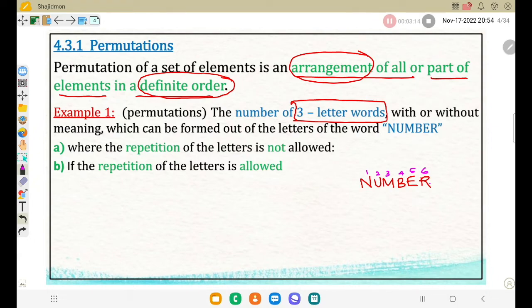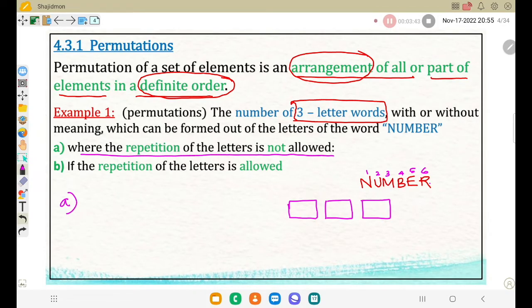How many letter words do we need to create? 3 letter words only. That is the question here. We need to create a 3 letter word, that means first letter, second letter and third letter. How many 3 letter words can we create from the letters of the word NUMBER, that means using these 6 letters? First question: where repetition of the letters is not allowed. In that case, how many words can we form using 3 letters of the word, correct?